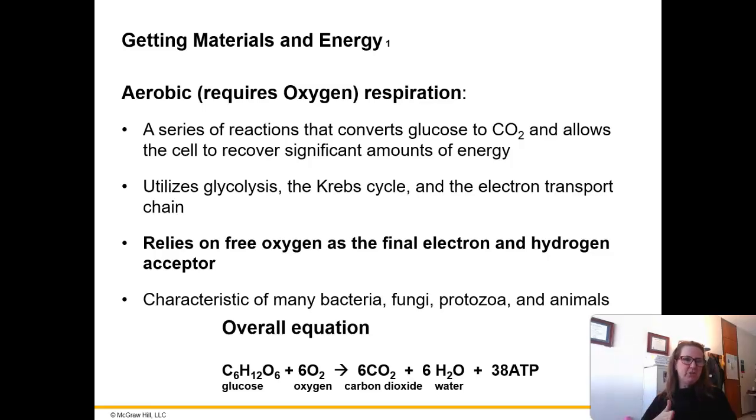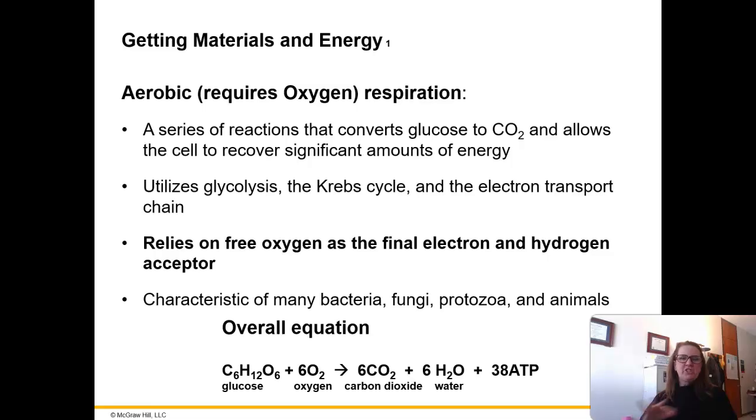So we're usually thinking 36 to 38 ATPs. We will go through all of those 3 steps: glycolysis, Krebs cycle, and electron transport chain. Remember, the end result then is that free oxygen is going to be the final electron and hydrogen acceptor in this pathway. So characteristic of many bacteria, fungi, protozoa, and animals, absolutely.